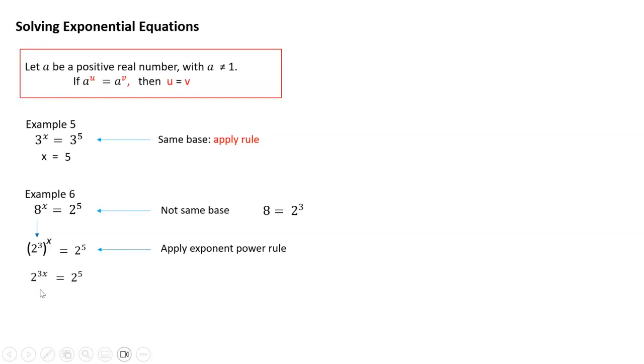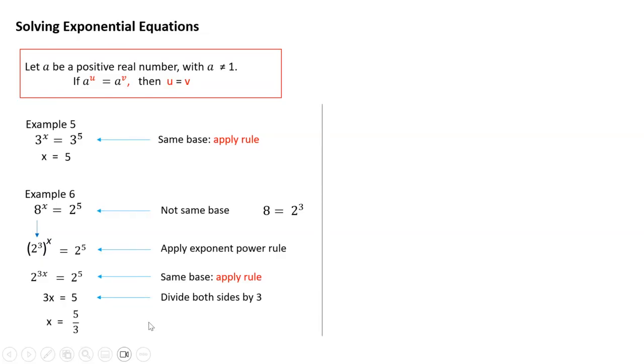Okay? You see now, guys, now we got the same base. So now we let the exponents equal each other. We divide both sides by 3, and the answer will be 5/3.